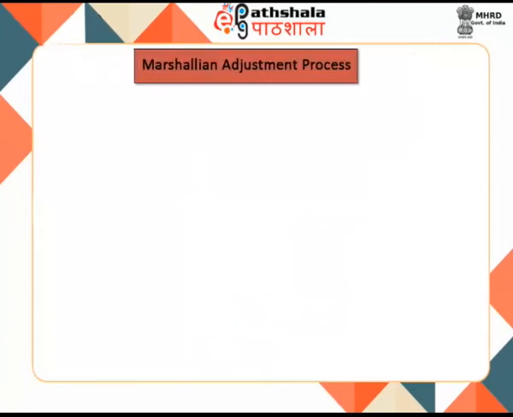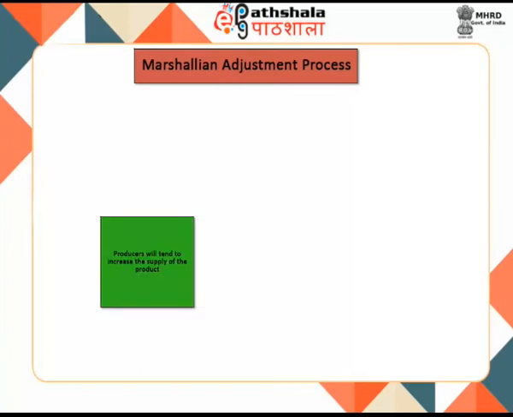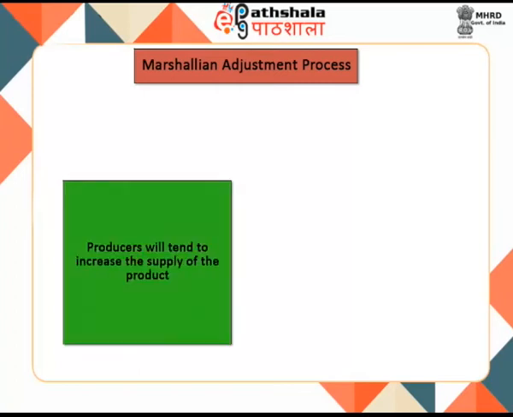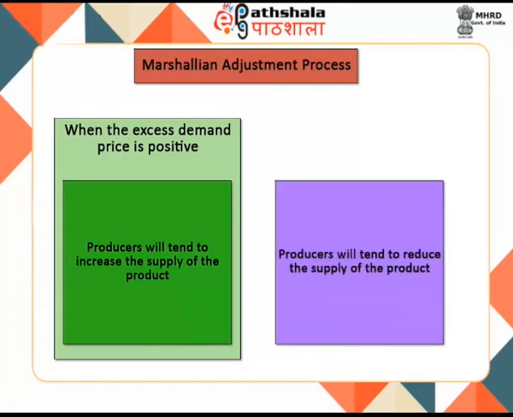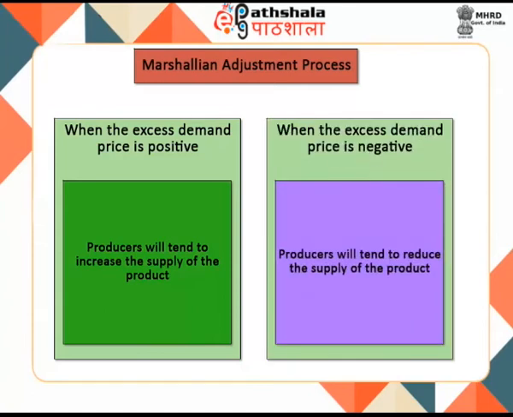Marshallian adjustment process. The Marshallian adjustment process works through quantity movements. The Marshallian stability condition states that producers will tend to increase the supply of the product when the excess demand price is positive and will reduce it when it is negative. In other words, Marshallian analysis is based upon the assumption that quantity adjusts to price changes.